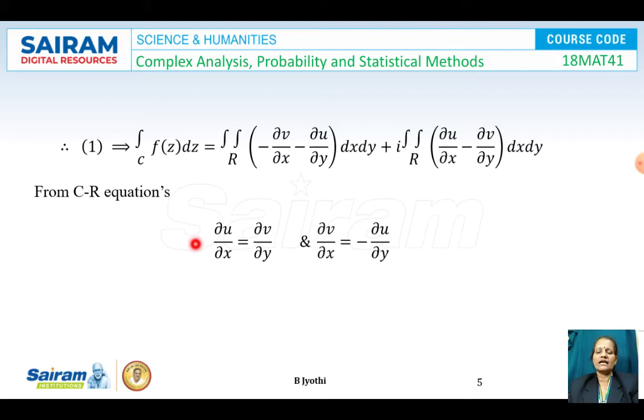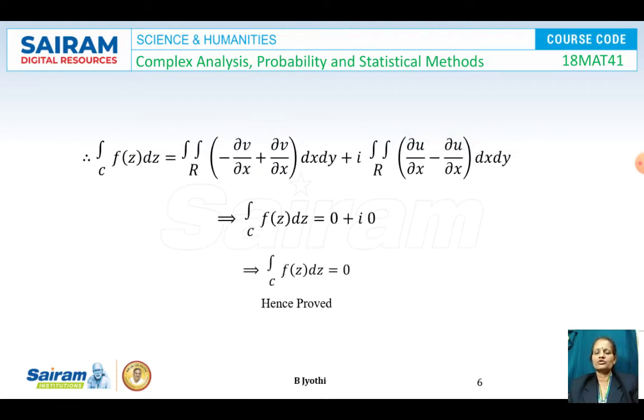But since it is an analytic function, from the CR equations we have dou u by dou x is dou v by dou y and dou v by dou x is minus dou u by dou y. So the equation will reduce to minus dou v by dou x plus dou v by dou x, which cancels and it will be 0. Here also we have dou u by dou x minus dou u by dou x, which again becomes 0. Therefore, the integral along C of f of z dz is equal to 0. Hence it is proved.